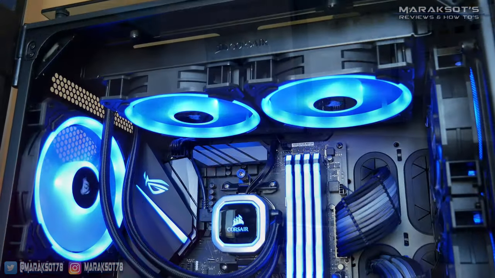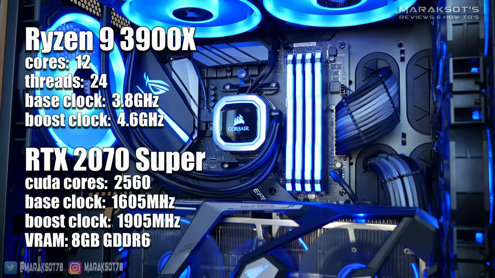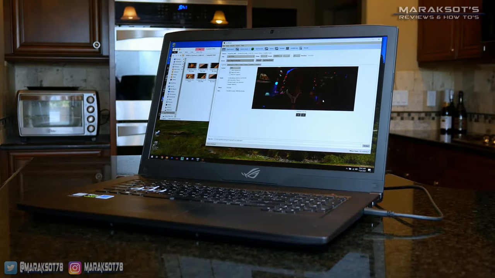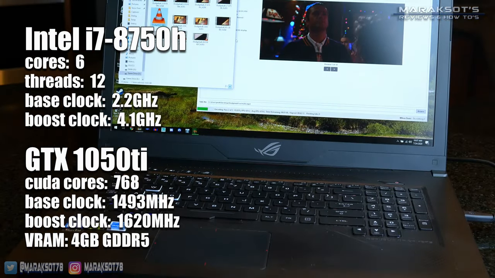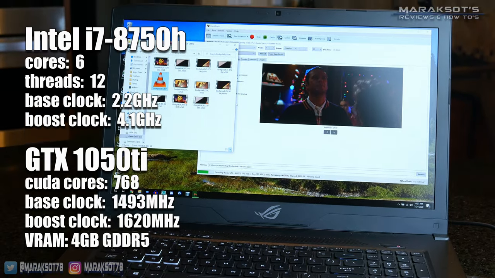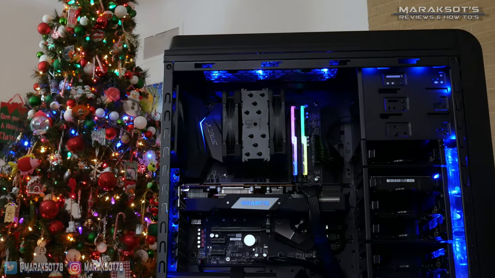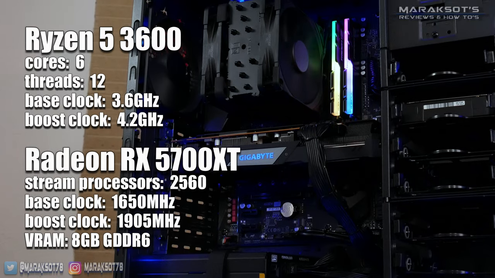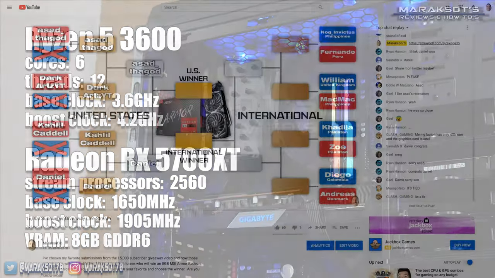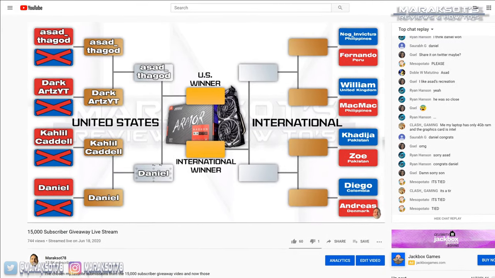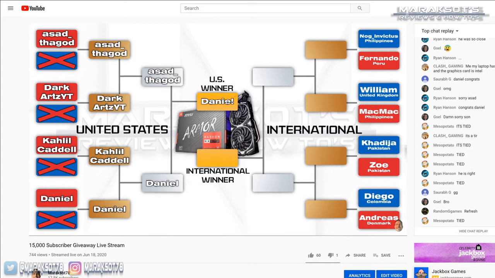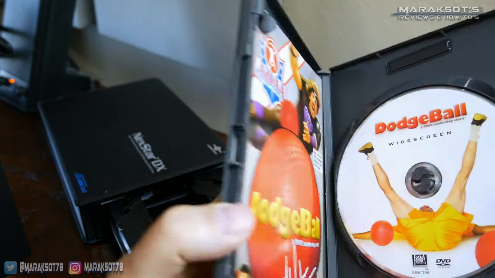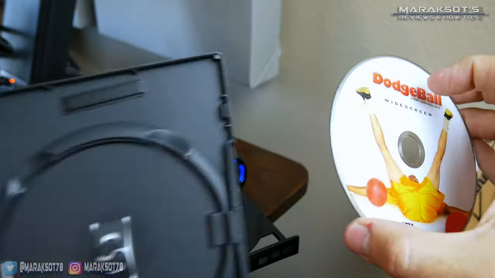Just like in my previous video, I used my gaming slash video editing rig, which has a Ryzen 9 3900X and RTX 2070 Super, and my laptop, which is sporting an i7-8750H and GTX 1050 Ti, to test both NVIDIA NVENC and Intel QuickSync. For AMD VCE encoding, I had to switch to using my brother-in-law's computer, which is rocking an AMD Ryzen 5 3600 and a Radeon RX 5700 XT, because the RX 570 I used in my previous video, I gave away to one of my subscribers named Daniel, who won it as part of the channel's 15,000 subscriber giveaway.